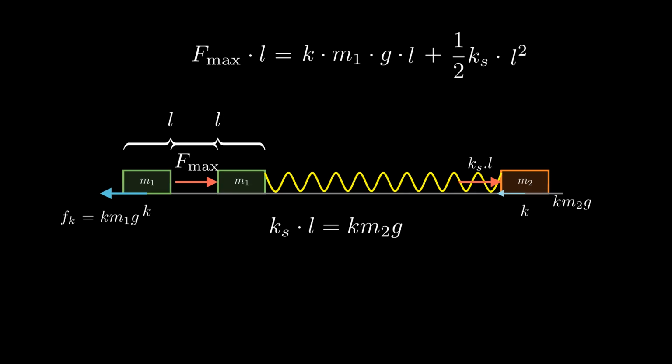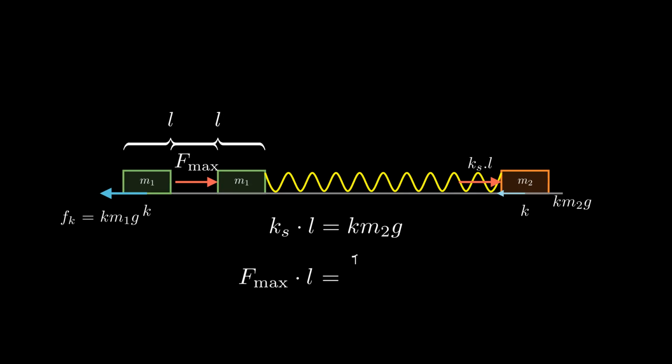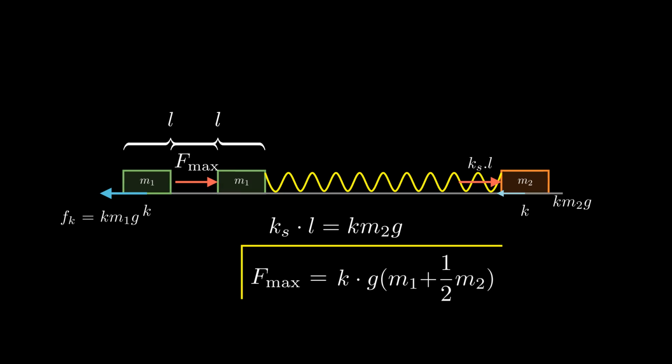Now I get the equation as F max times L is equal to half Ks L squared plus K M1 g times L. If I divide both the sides by L, I get F max is equal to half Ks times L plus K M1 g. If I solve these two equations, I'll get the value of F max as K g times (M1 plus M2) by 2. And this is my answer.